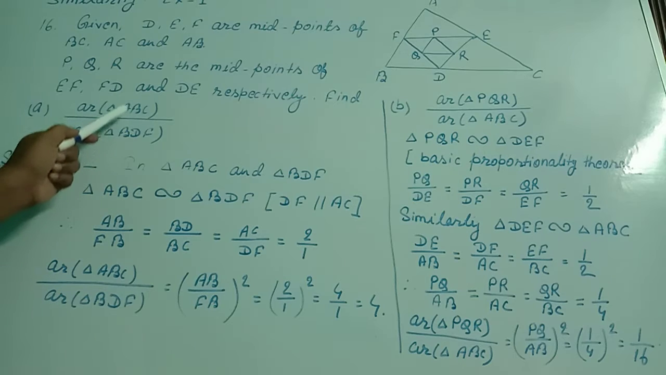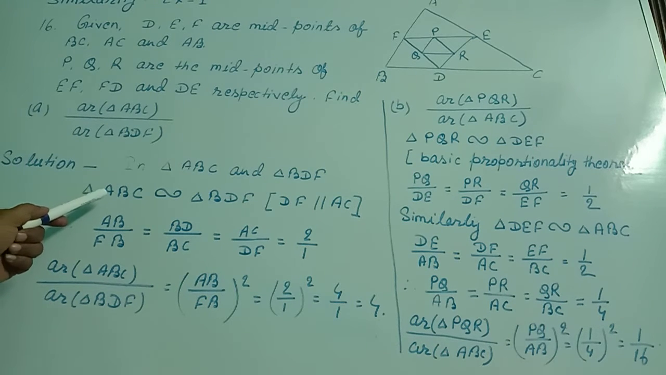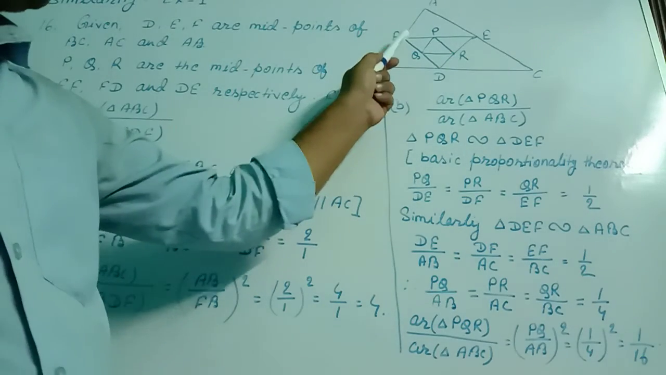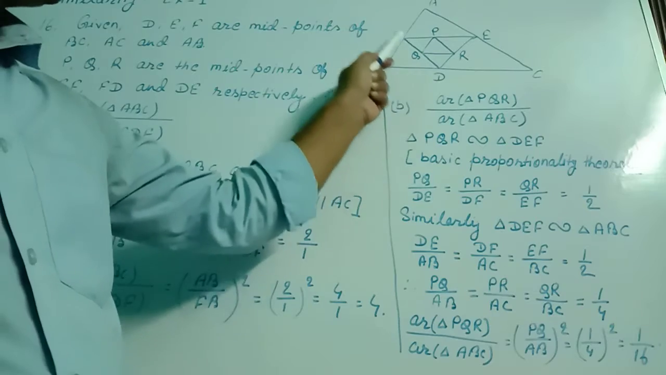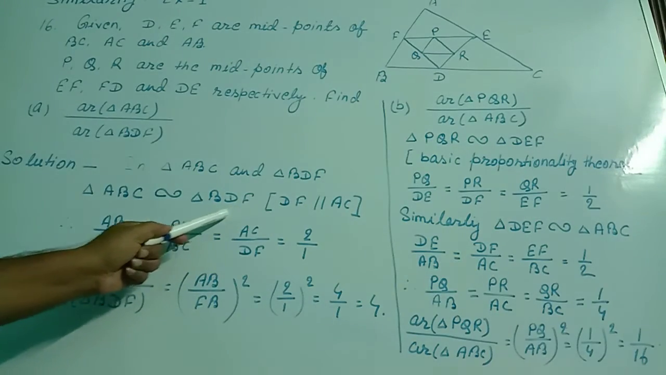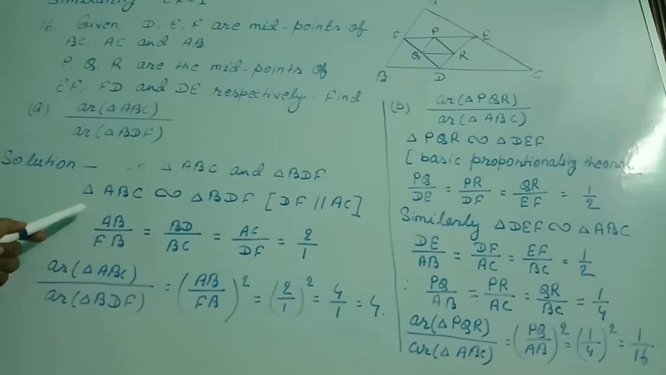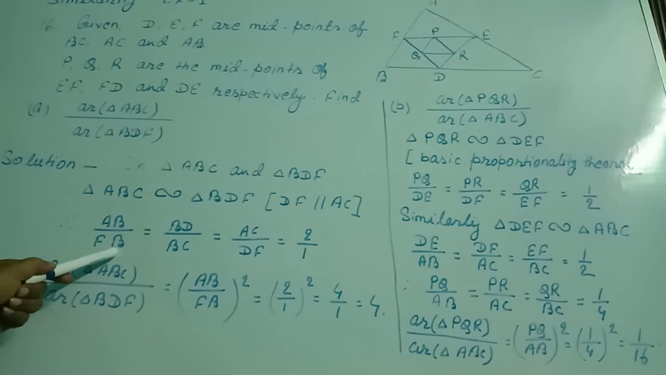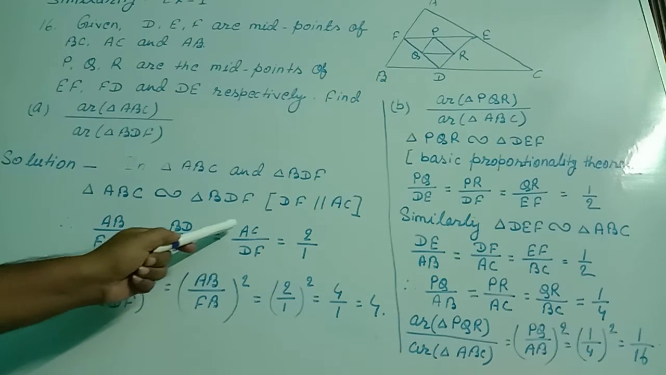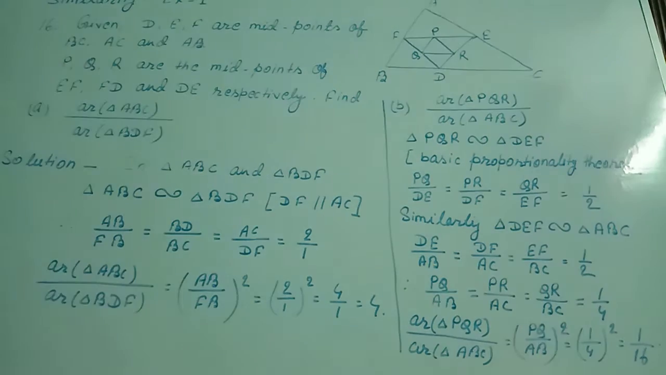First of all, we proved these two triangles are similar because in these two triangles ABC and BDF, we are seeing that DF is parallel to AC. Therefore, from basic proportionality theorem, we can say these two triangles are similar. Then I wrote the ratio of the corresponding sides, that is AB by FB equal to BD by BC equal to AC by DF equal to 2 by 1.